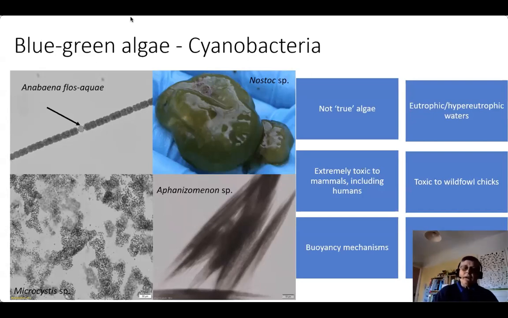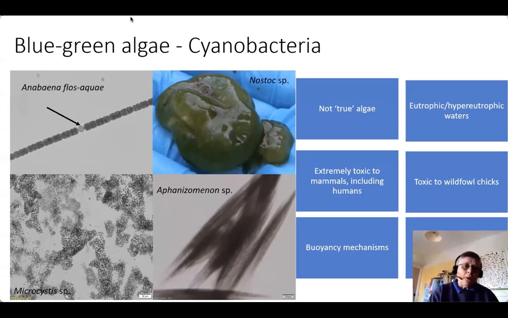One of the other things is that they are extremely toxic to mammals. In fact, one of these groups of cyanobacteria produces the most poisonous substance known to science. So these are very, very toxic. So it's worth bearing in mind, if you have blue-green algae blooms, that there is a problem there. It's also toxic to many of the wildfowl chicks. So where these occur on nature reserves, these cause a huge problem.